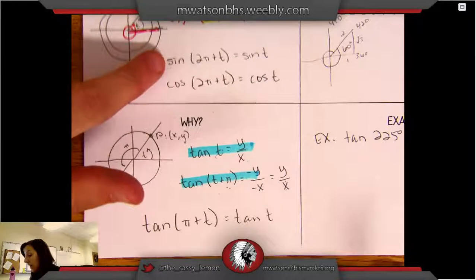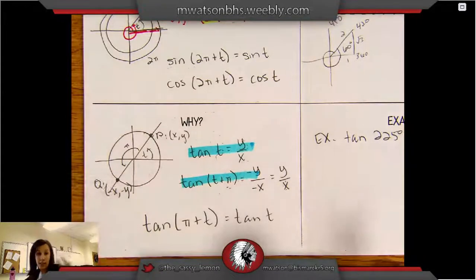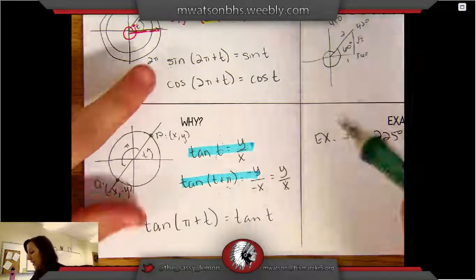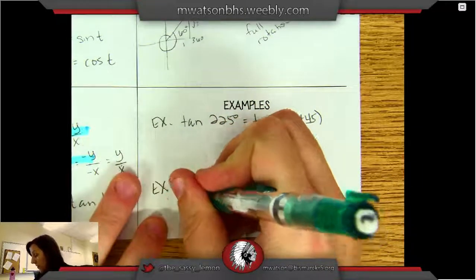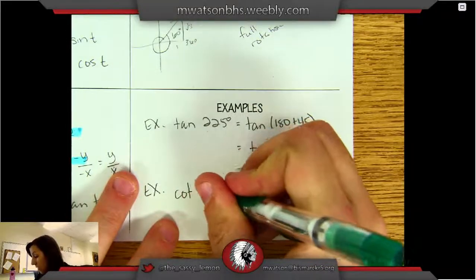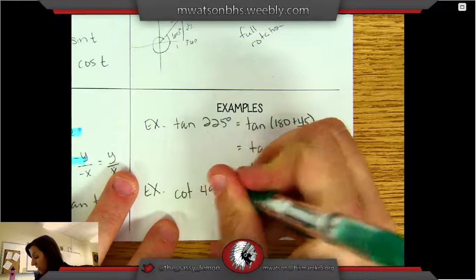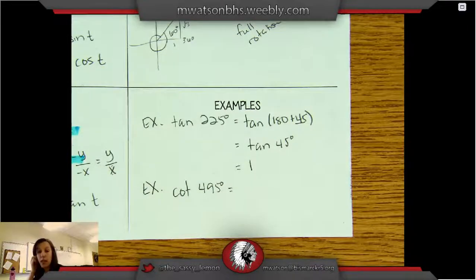Now, we haven't talked about the reciprocals. So this is sine, cosine, and tangent. Well, the periodicity is the same for their reciprocals. So over here, we can do an example of cotangent. Say cotangent of 495 degrees. Whoa, that's really big.